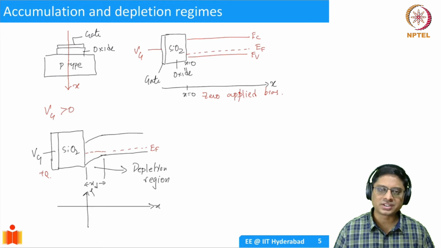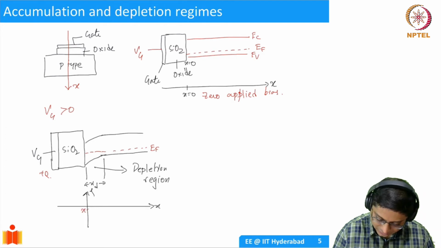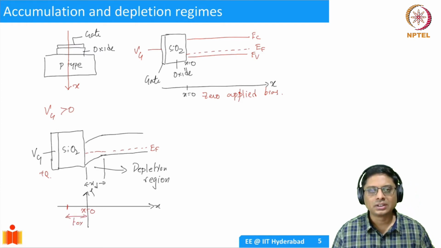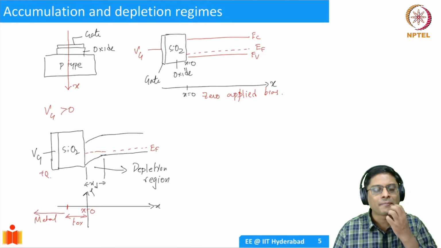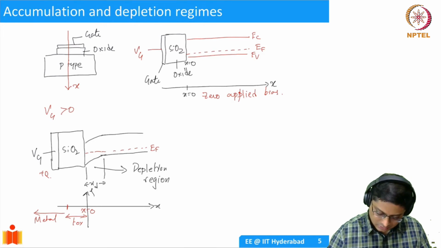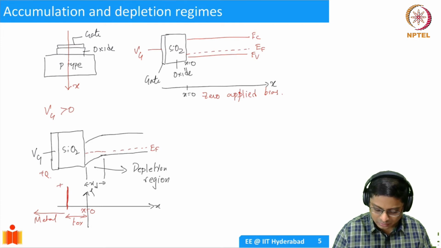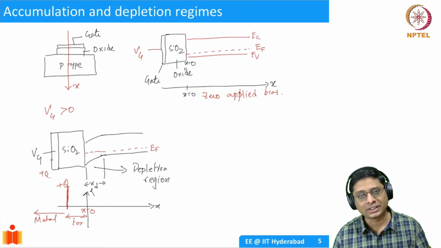So when I apply positive voltage, at the interface, X equal to 0 is the interface. And then I'll take some thickness, Tox. This is oxide thickness. And then there is metal here, from here onwards it's all metal, right? So when I apply positive voltage, I get some charge here. This will be plus Q, which is on the gate, right at the interface between gate metal and oxide.